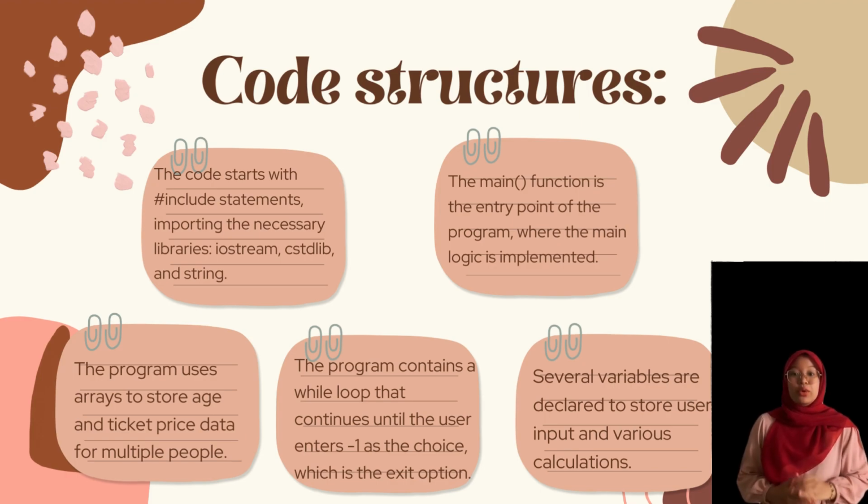First of all, we will explore the key code structure used in a ticket purchasing system. The code begins with hashtag include statements importing essential libraries such as iostream, cstdlib, and string, which are required for input and output and string handling functionalities. At the heart of the program lies the main function, acting as the entry point where the main logic of the ticket purchasing system is implemented. Here, various functionalities and user interactions are orchestrated.